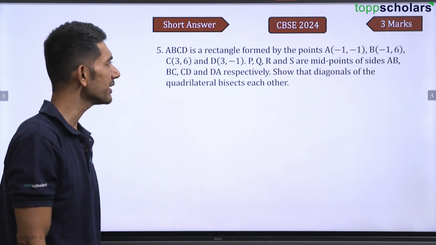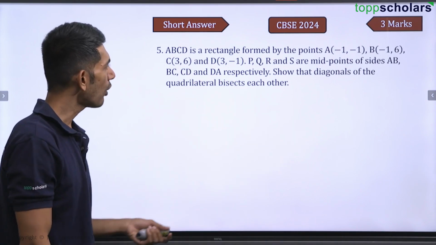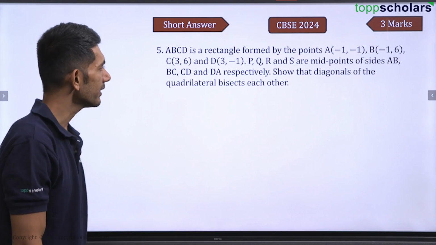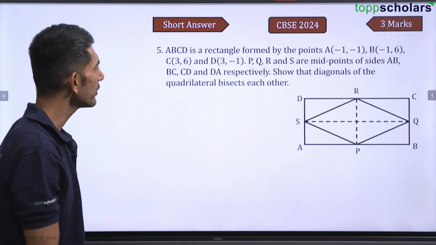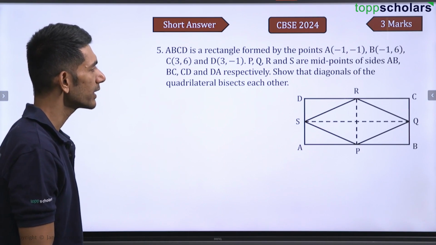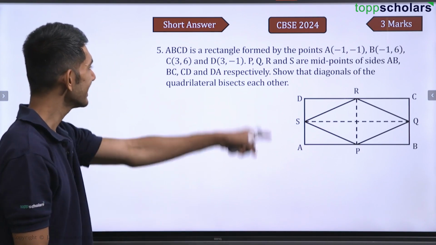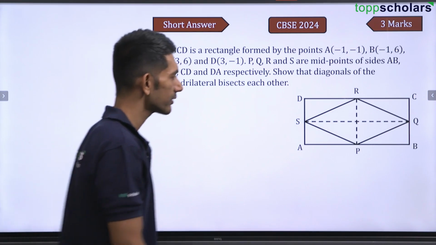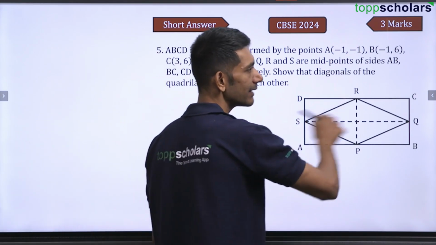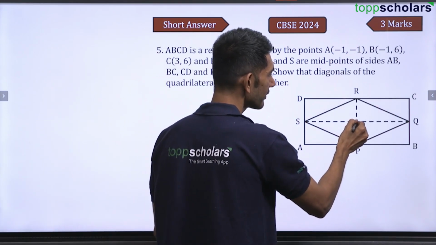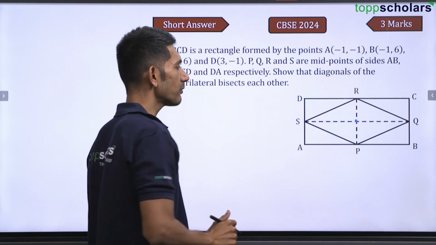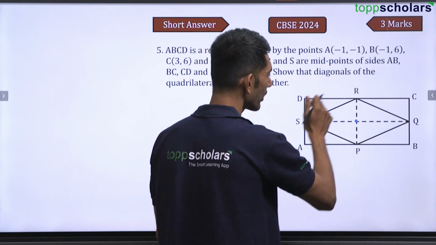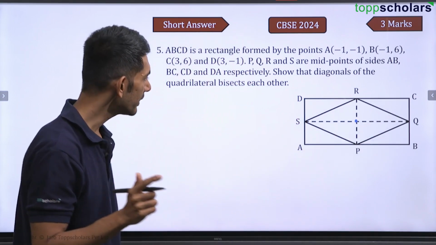It says ABCD is a rectangle formed by the points A, B, C and D. So it is already given. And P, Q, R, S are the midpoints of AB, BC, CD and DA respectively. We are supposed to show that the diagonals of the quadrilateral bisect each other. We are supposed to show that PR and SQ bisect each other. That is, this is the midpoint for both. Firstly, let us focus on finding out all the coordinates of the quadrilateral PQRS.